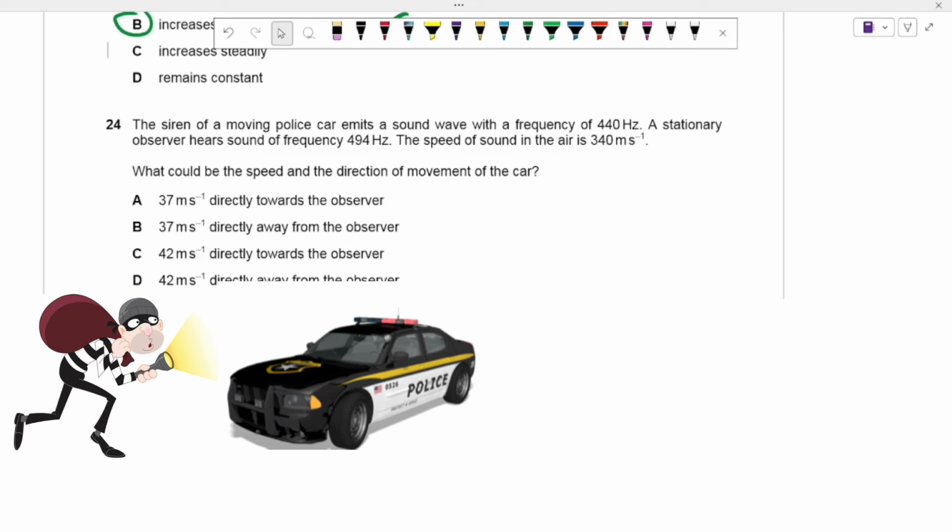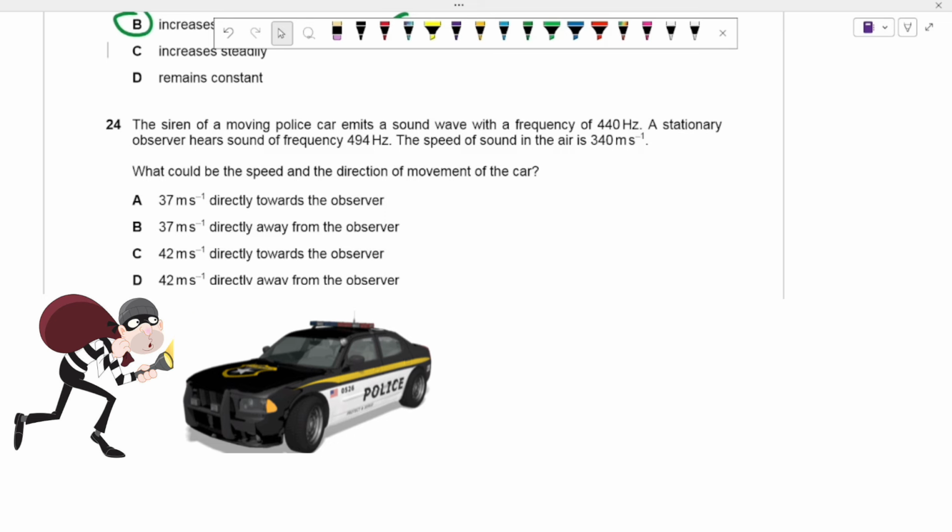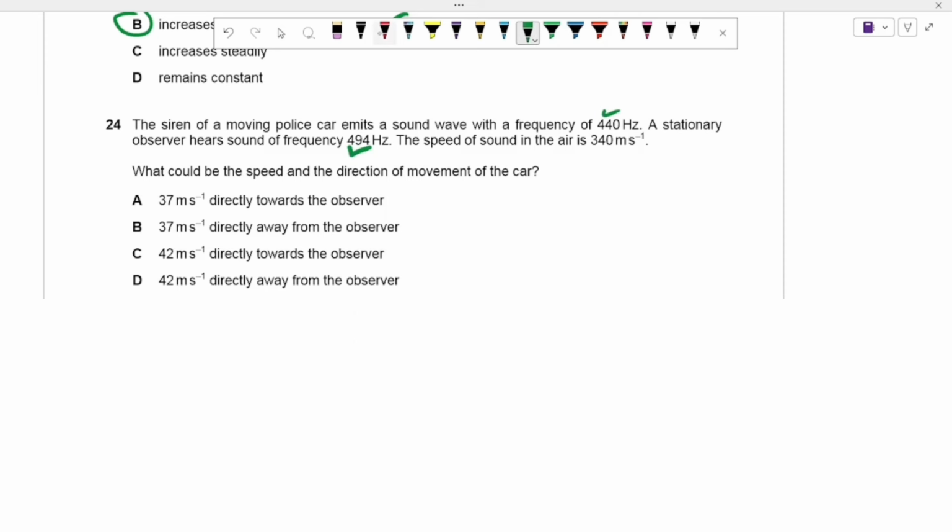Maybe the observer is a robber. They came to rob a bank, then they hear a police car moving. They're now scared. They don't know what to do. They're just stationary. So they're going to hear a frequency of the car that is higher than the frequency it's emitting. That can only tell me that it's moving towards them, because it's only when moving towards that you're going to have a higher frequency. This is the Doppler effect.